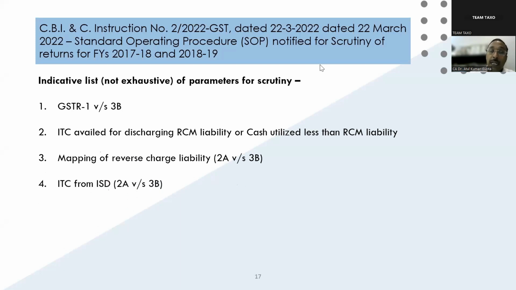Then, my dear friend, not only the ISD, but as a normal matter, the 2A versus 3B: whatever the 2A is reflecting, whether we are taking excess credit in the 3B or not, is something that we need to ensure. And I can tell you that the time has come when the department has such intelligence or system available that the moment some supplier goes away, out of the system, his registration gets cancelled because of certain non-compliances or some mischievous activity, our entire credit becomes subjudice or subject to litigation.